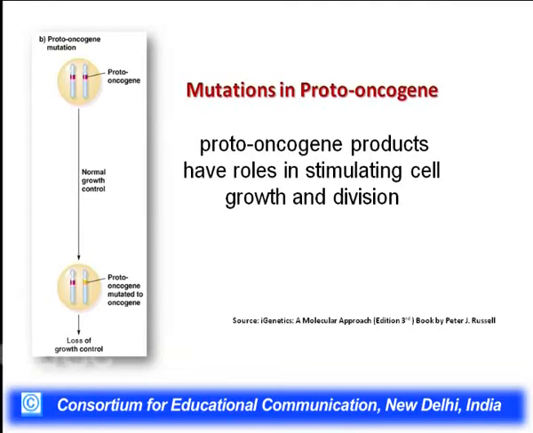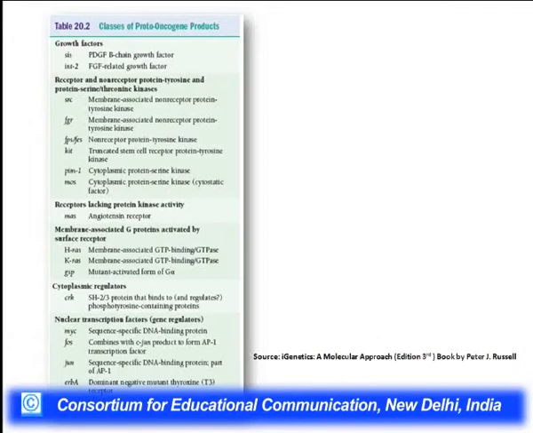Now, some of the proto-oncogenes are shown over here. One of them occurs in a growth factor, called SIS, and it produces the PDGF B chain growth factor. PDGF is basically platelet derived growth factor. Subsequently, the various proto-oncogenes are shown over here, along with the exact position where the effect is shown. Some of them are growth factors, some are receptors, protein tyrosine or protein serine threonine kinases, some are receptors which lack protein kinase activity, some are membrane associated G proteins activated by the surface receptor. Some are cytoplasmic regulators, nuclear transcription factors, etc.